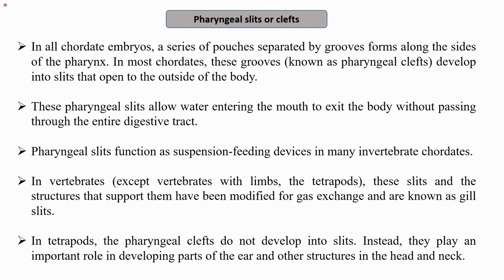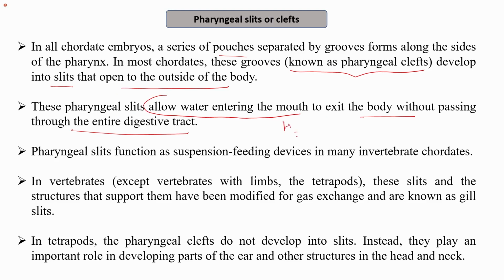In all chordate embryos, a series of pouches separated by grooves forms along the sides of the pharynx. In most chordates, these grooves are known as the pharyngeal clefts that develop into the slits that open to the outside of the body. Now, what is the function of these pharyngeal slits? It allows the water entering the mouth to exit the body without passing through the entire digestive tract. So basically, the water enters through the mouth and exits the body without going through the digestive tract.